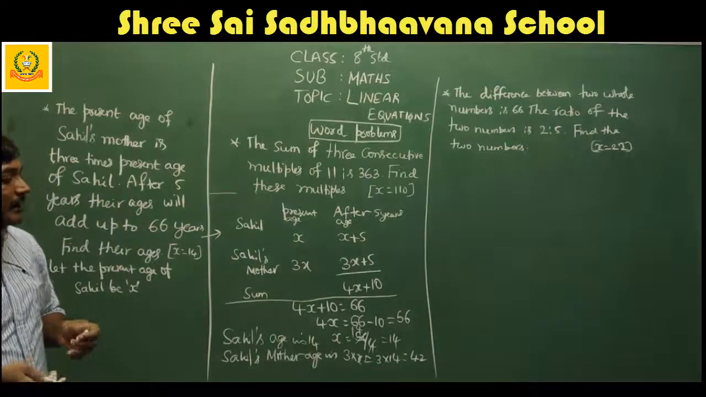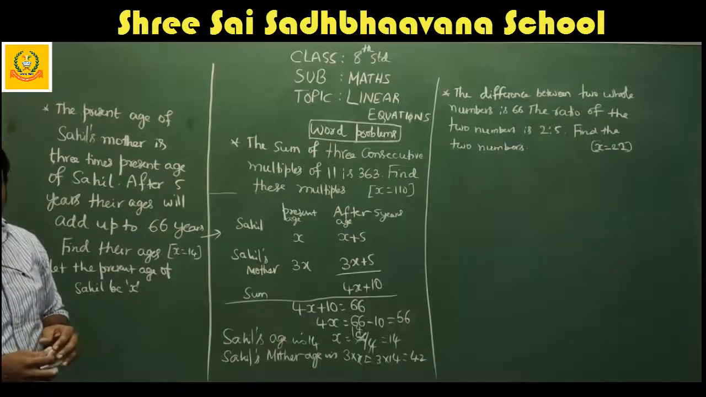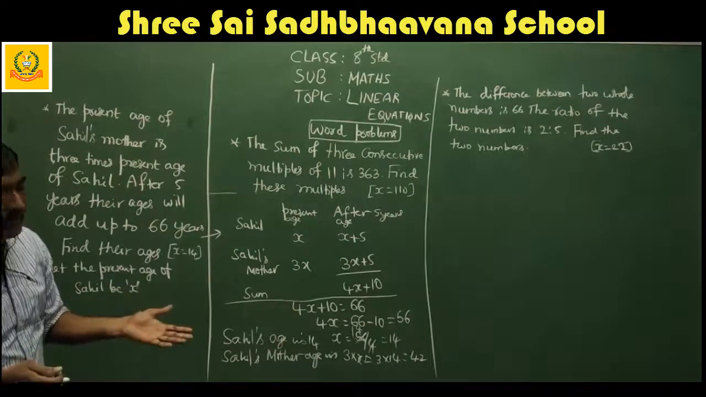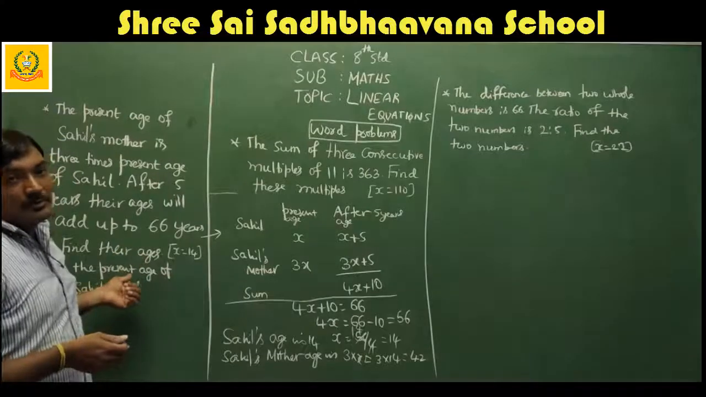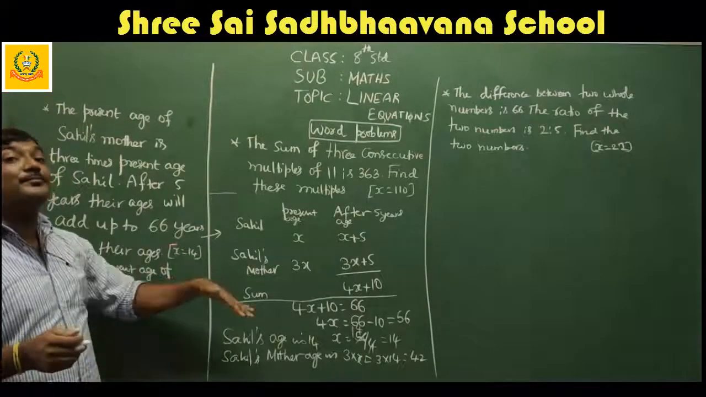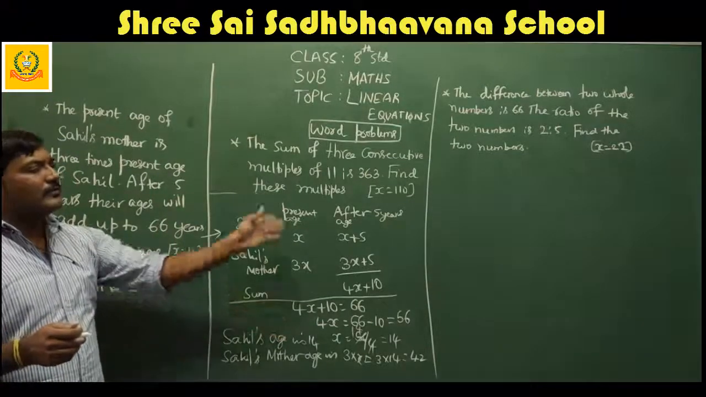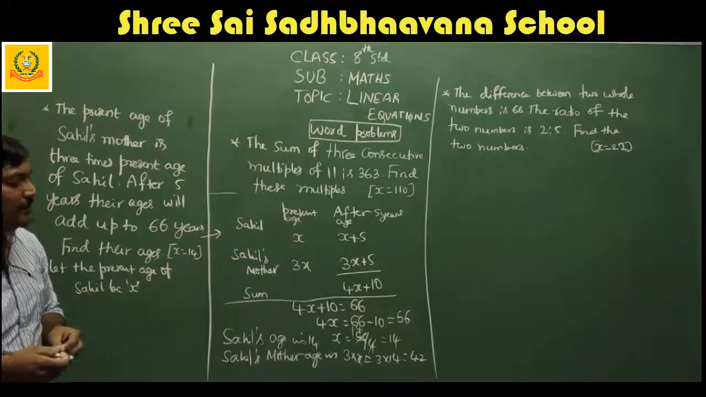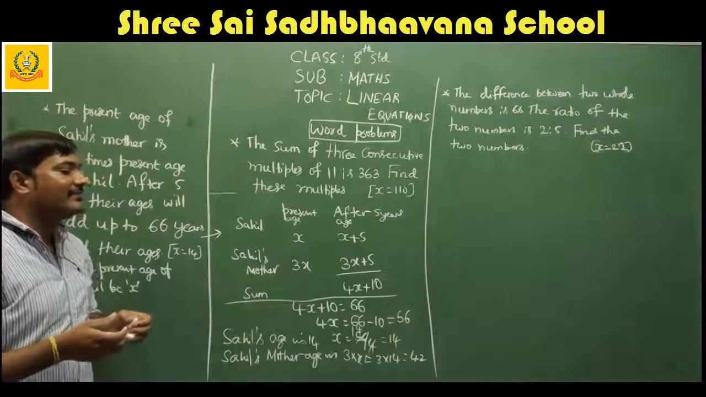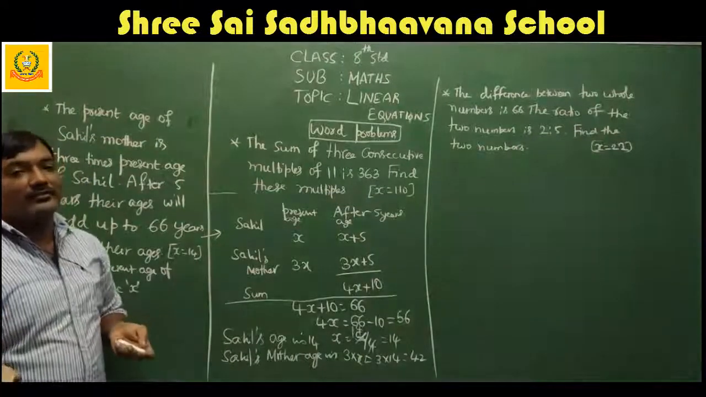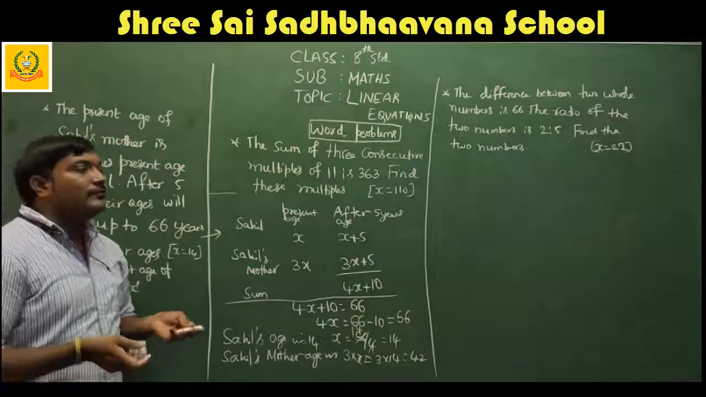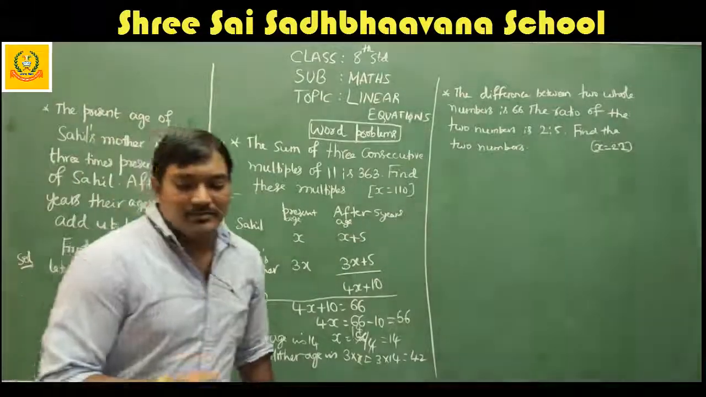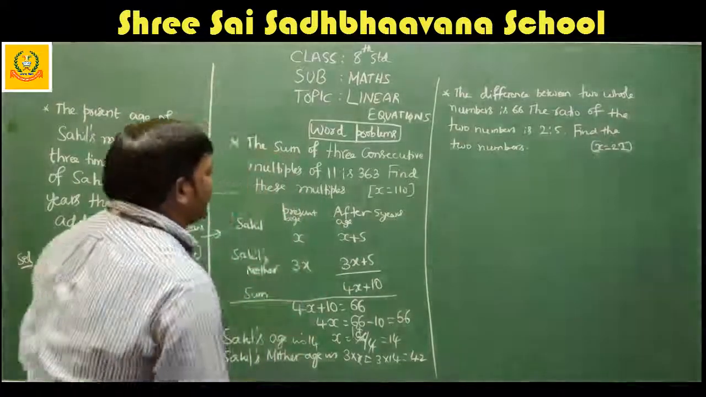So now we can conclude that Sahil's age is 14, because that is the assumed present age. One more thing: Sahil's present age is 14. After 5 years they didn't ask, so no need to find it out. So Sahil's present age is 14, and Sahil's mother's age is 3 times Sahil's age, which is 3 into 14, 42. So this is how you have to solve the sum.